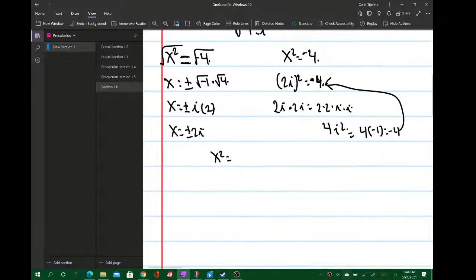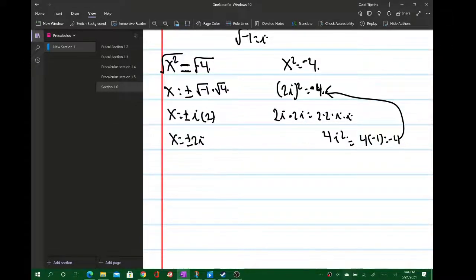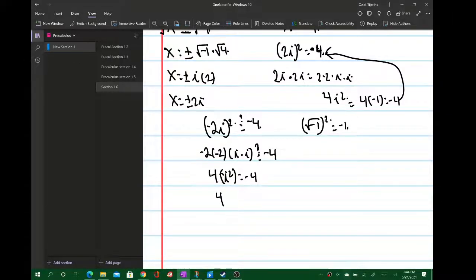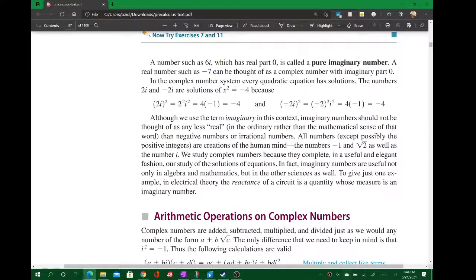And then similarly, if we do the negative term, negative 2i quantity squared, will that equal negative 4? Well, let's check. We have negative 2 times negative 2 times i, right? Is that equal to negative 4? We say 4 times i squared equals negative 4. We know that i squared is just the square root of negative 1 quantity squared, which is negative 1. So we have 4 times negative 1 equals negative 4. So negative 4 equals negative 4. So we verified it, right? Okay. So that's what that's saying.